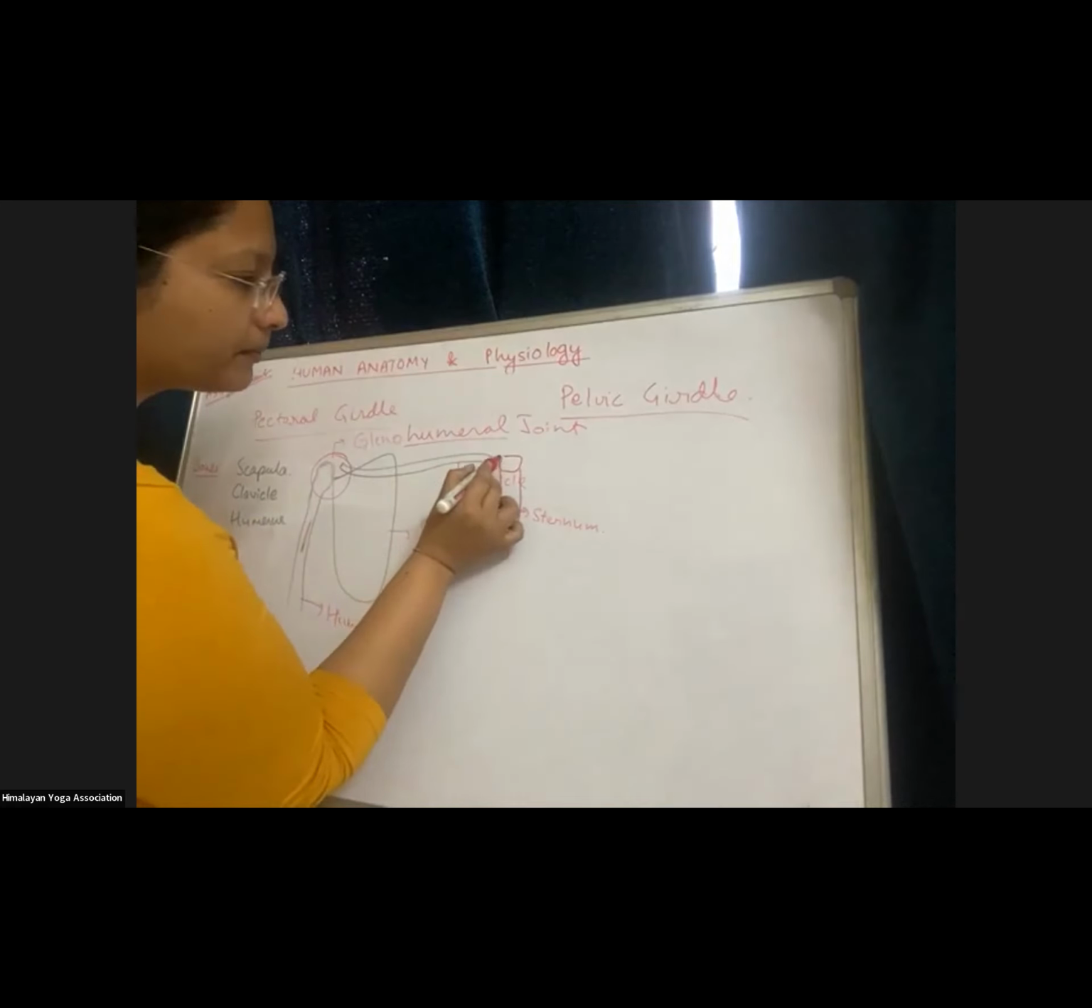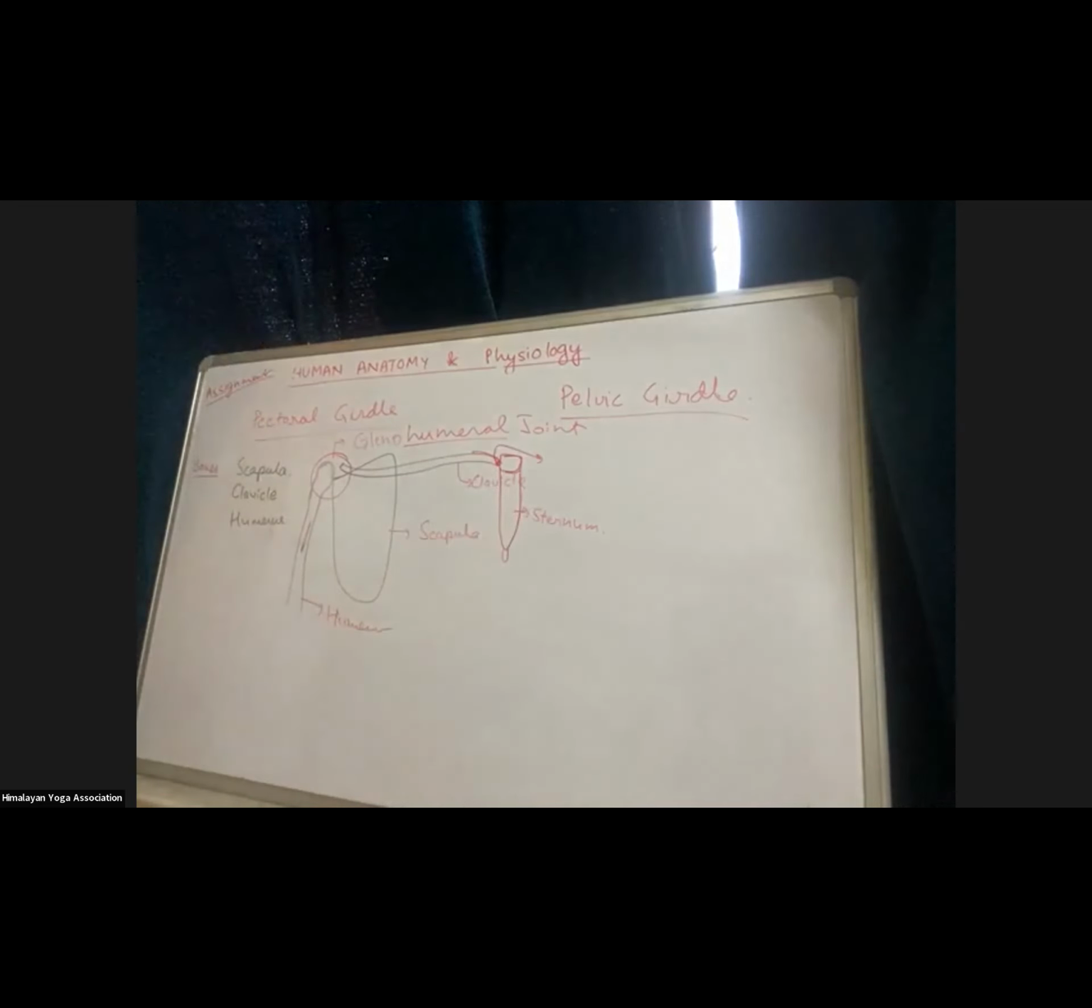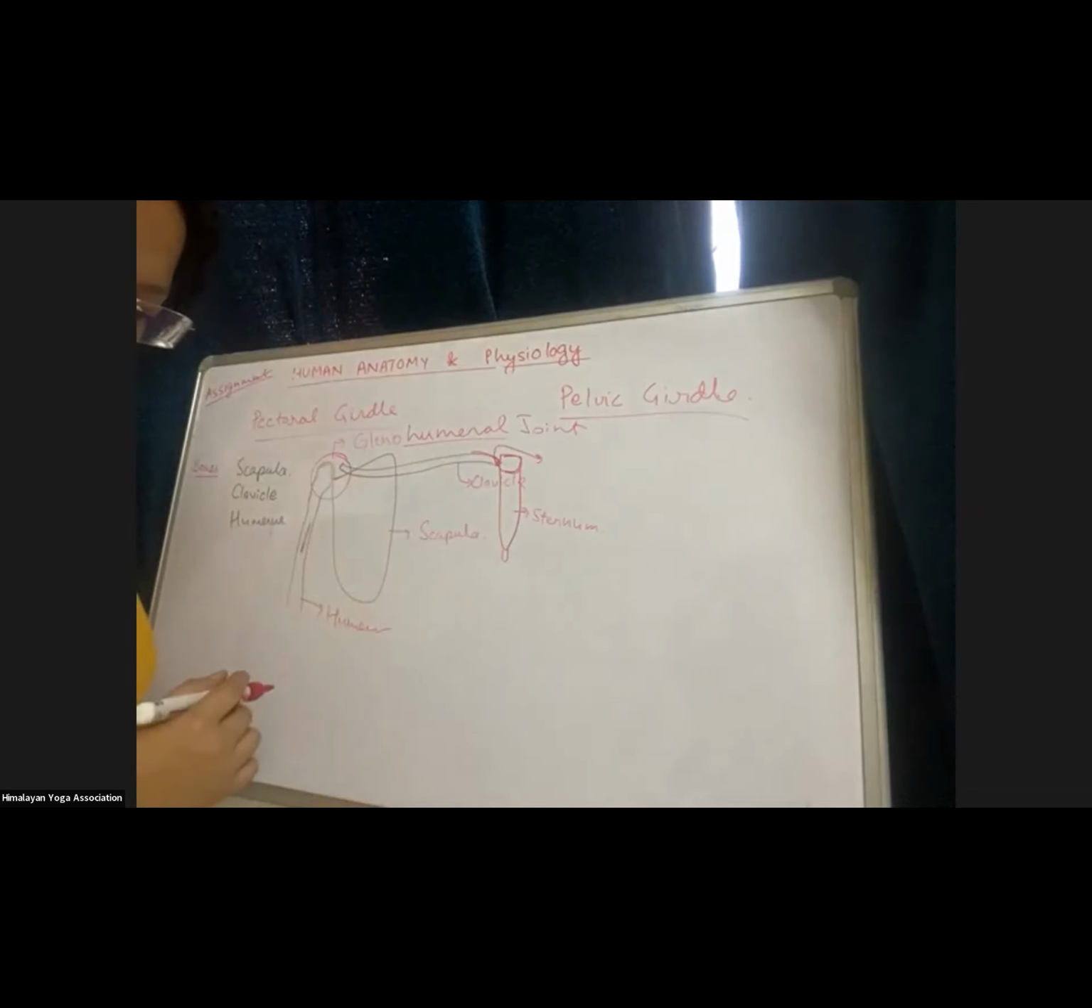Then we have this sternum and clavicle. What is this joint called? The sternoclavicular joint. Very good.